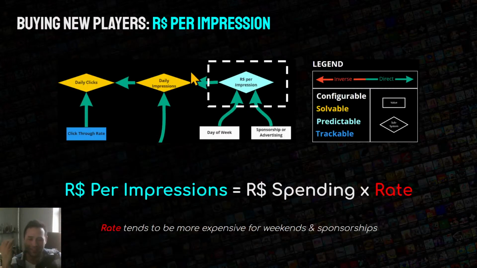So let's actually go through this model. This one's pretty basic. Robux per impression is how much you spend times the rate, and the rate itself, for how many impressions you get for your spending, varies. From what I can tell, it's based on the amount of users currently on the platform. If you have a lot of users on the platform, it seems to get more expensive. The weekends are arguably the most expensive time, but also certain holidays, probably seasonal to some extent.